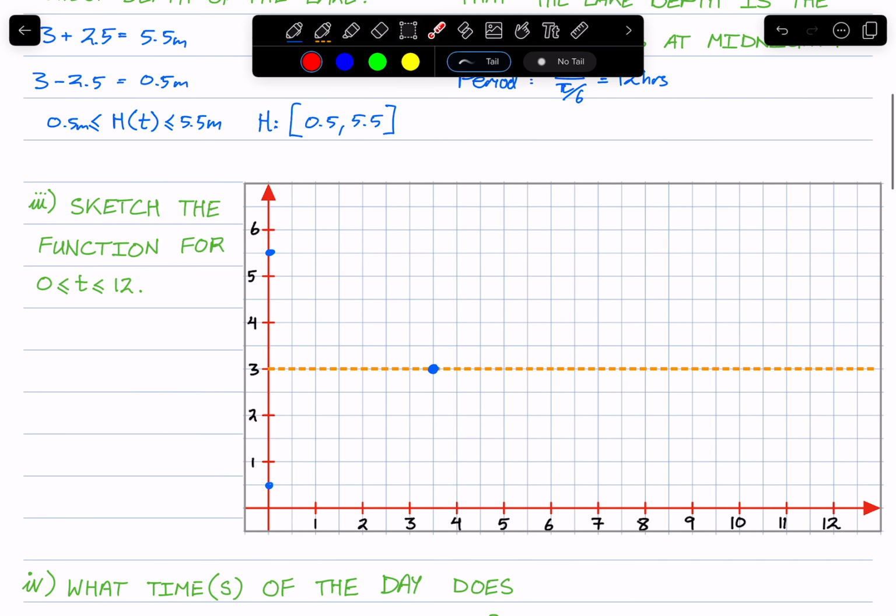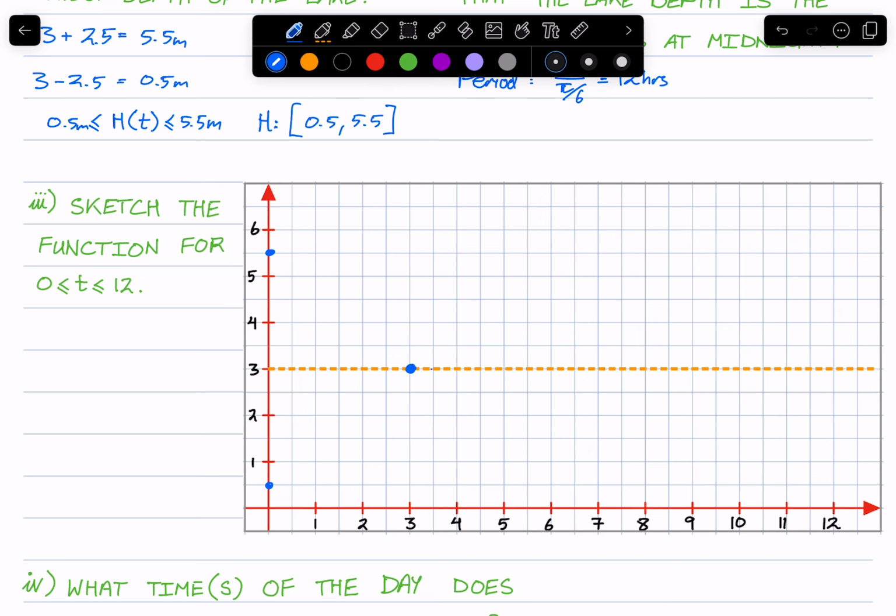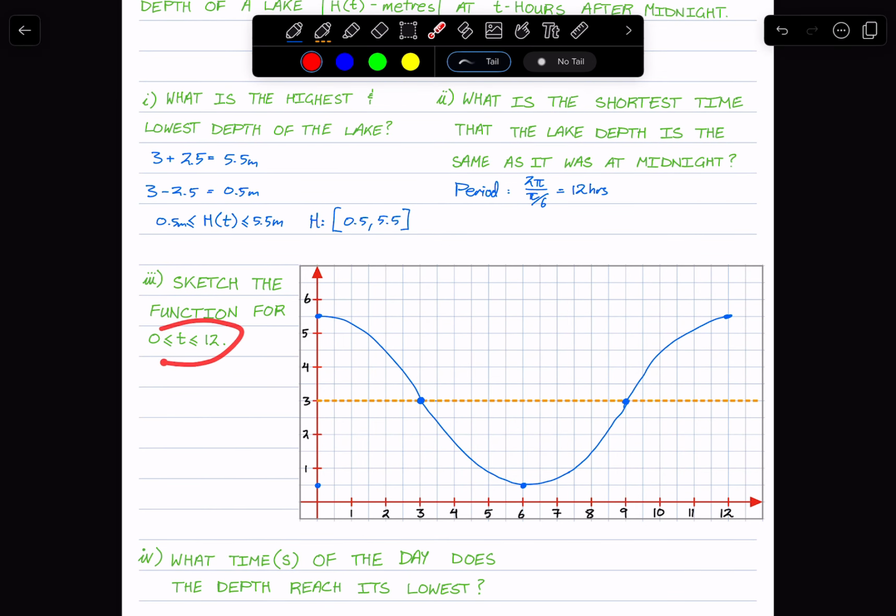So from, I missed it, should have been 3. The next one here is going to be 6. The next one here is going to be 9. And then the next one is going to be at 12. So looking at this, we can see that the function should look something like this. And there we have the function from the domain of 0 to 12.